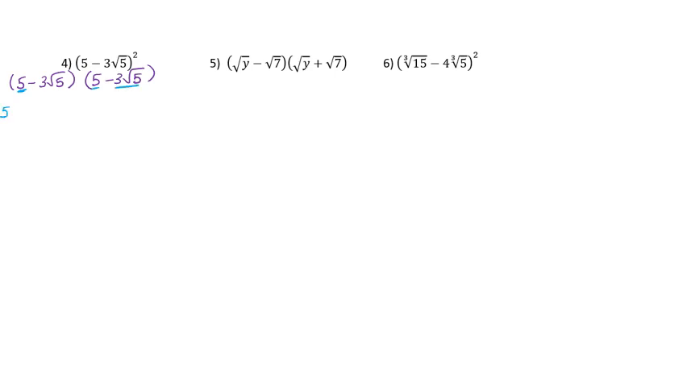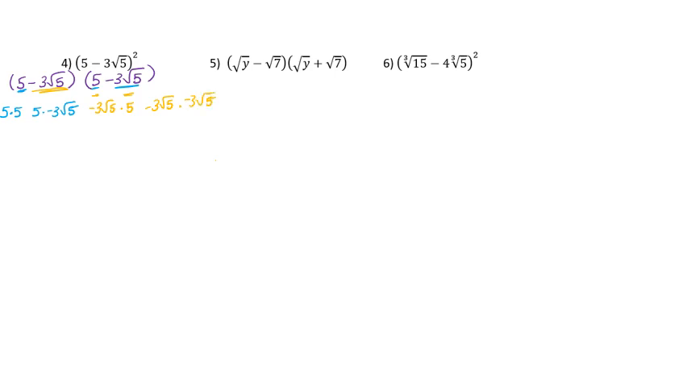So 5 times 5, 5 times negative 3 square roots of 5. Notice I made that minus sign a negative. Don't forget about that sign. Then I'm going to multiply this times both of them. So negative 3 square roots of 5 times 5. Whoops, that is sloppy. Negative 3 square roots of 5 times 5. And negative 3 square roots of 5 times negative 3 square roots of 5.